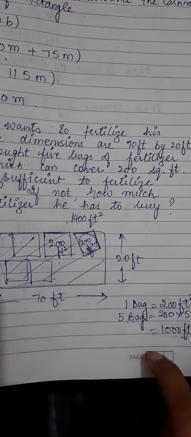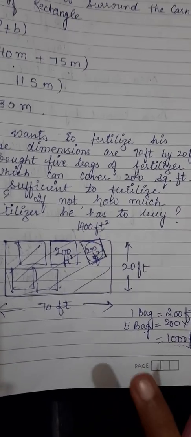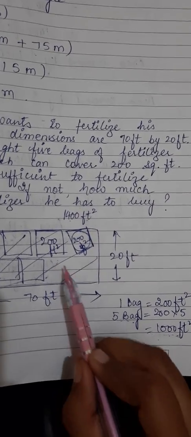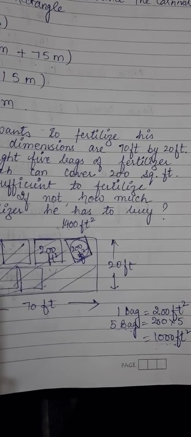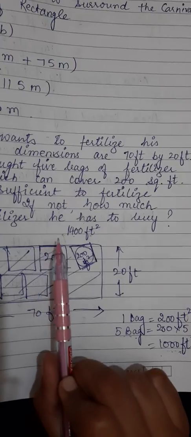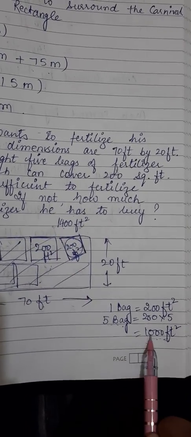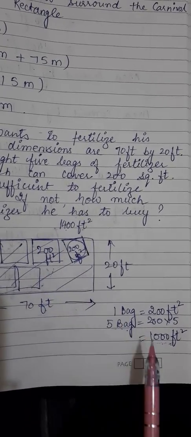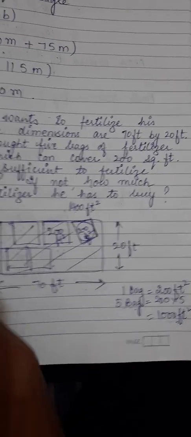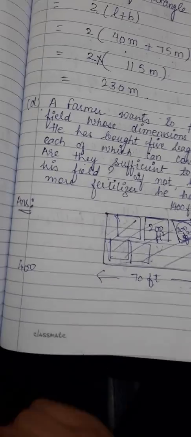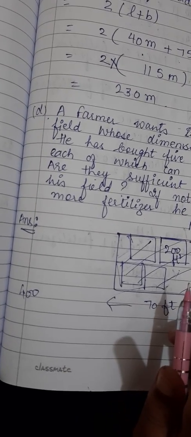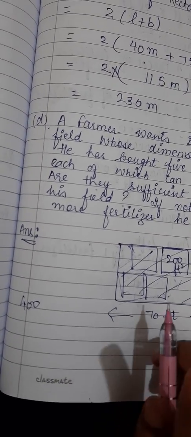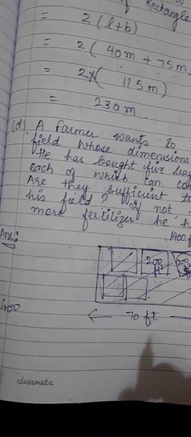Now how many bags are required so that we can fertilize the rest of the area? Firstly, for that we need to find how much area is left. Total is 1400, covered is 1000. So how much is left? 400 is left. Now if 400 is left and 1 packet can cover 200 square feet, that means we require 2 packets. Now how are we going to write it?